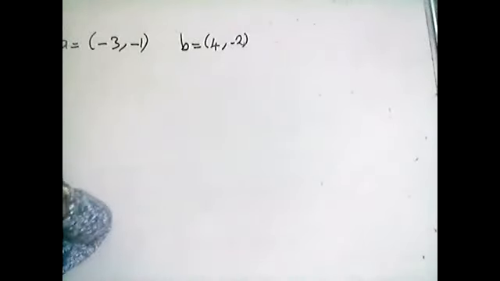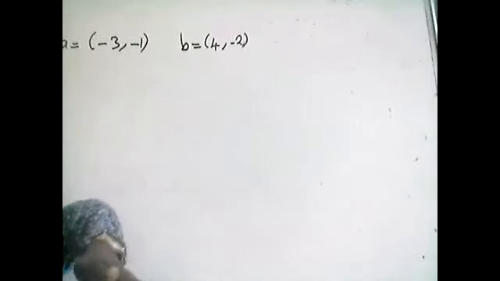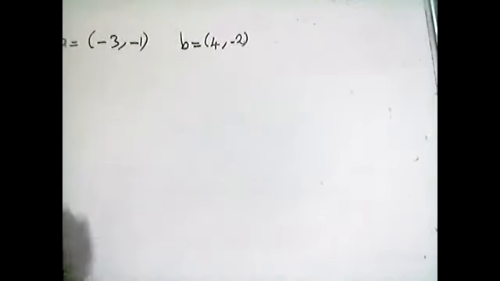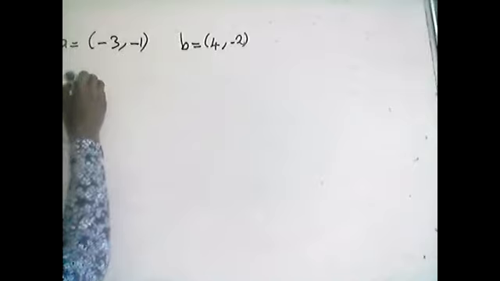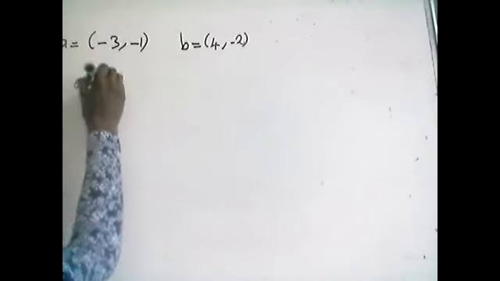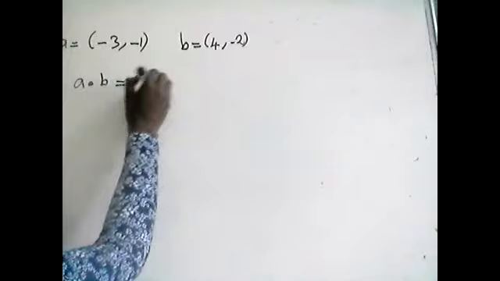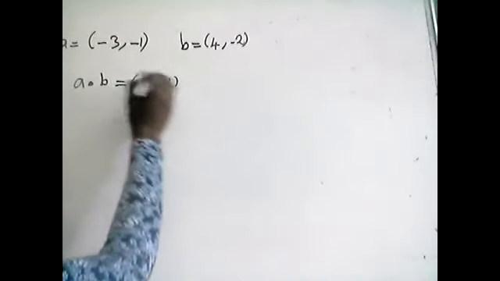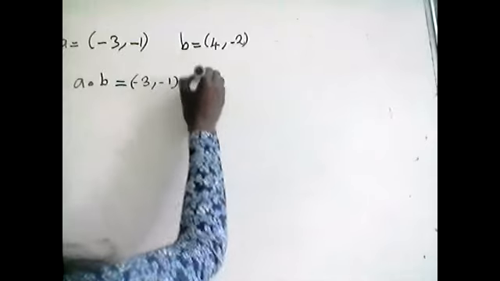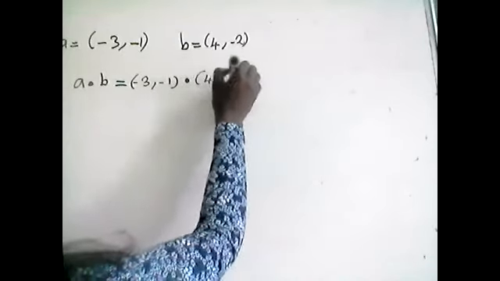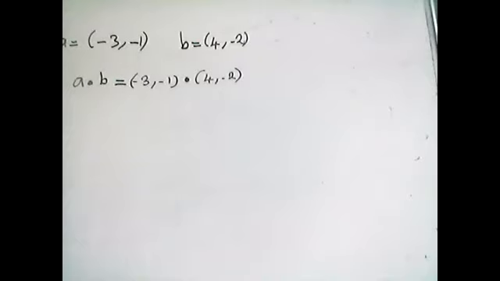That's the first thing that we have to know. A scalar product is just the dot product. So here we are expected just to find the dot product of vector A and B, that's the scalar product. So we have A dot B. Our A here is -3, -1, dot 4, -2.